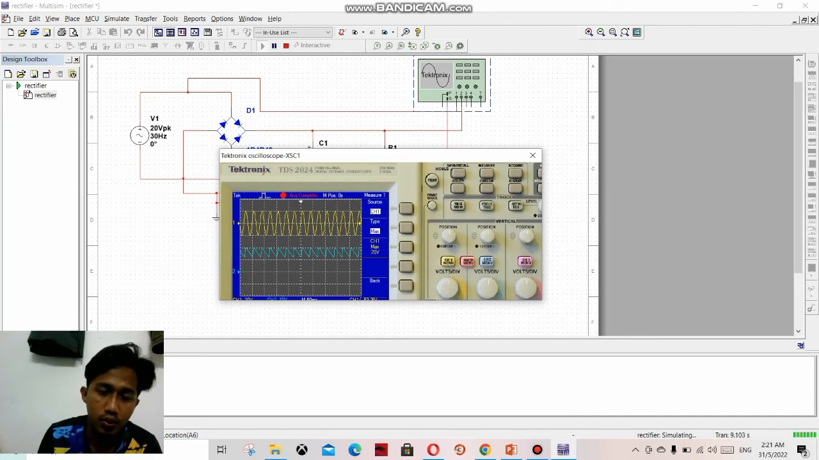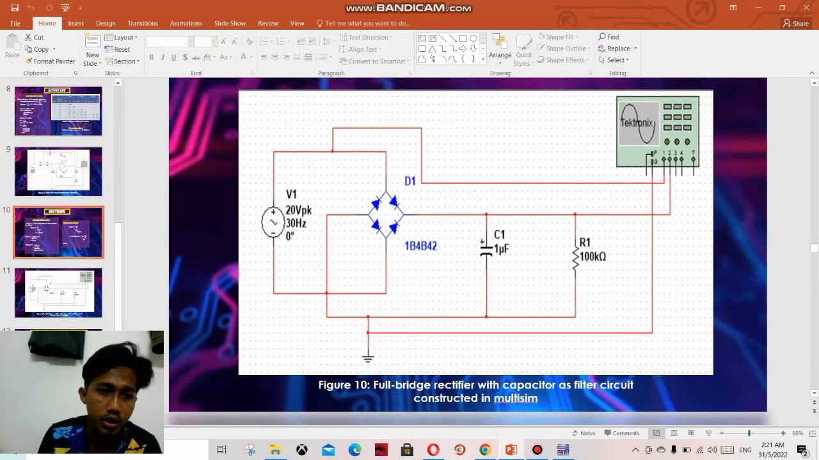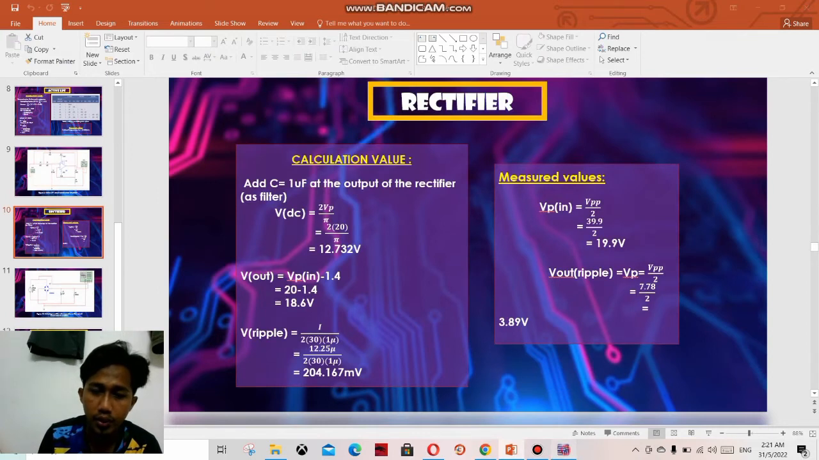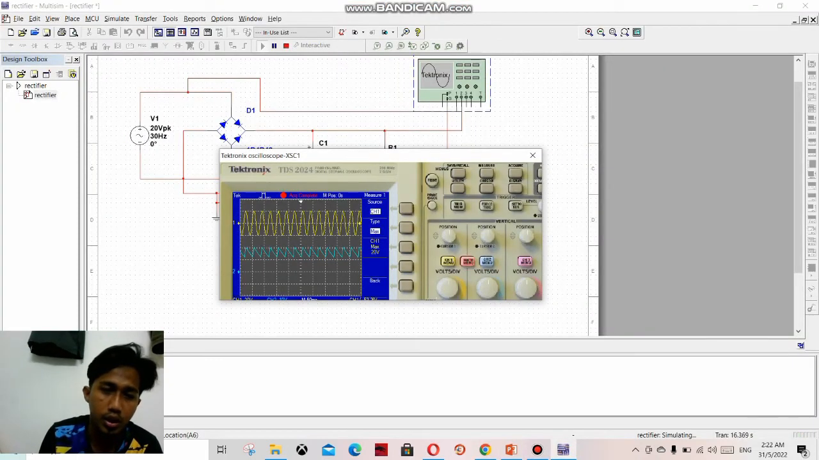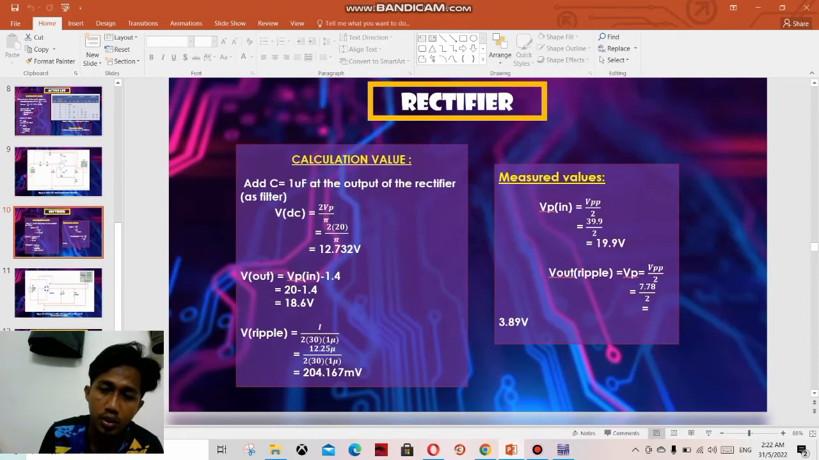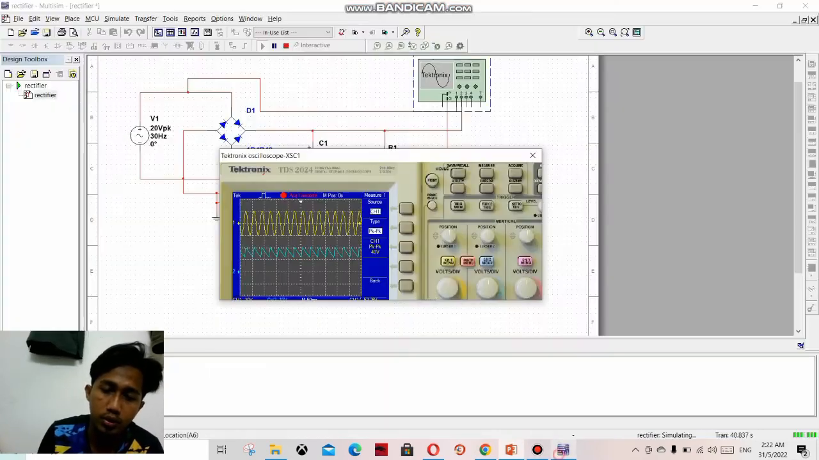From this, this is the VP. VP is the yellow waveform. The value for the peak to peak is 40 volt, so divided by 2 to get VP, which is 20 volt. So AC 20 volt for the peak.